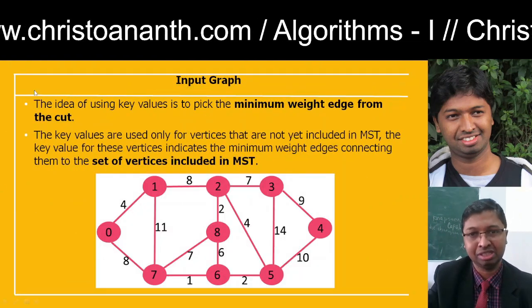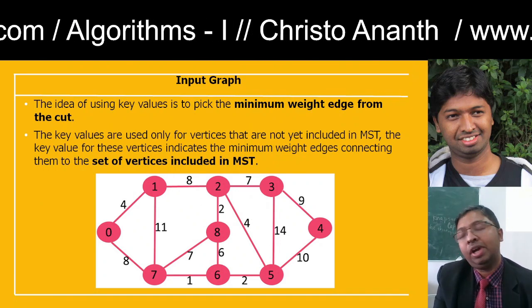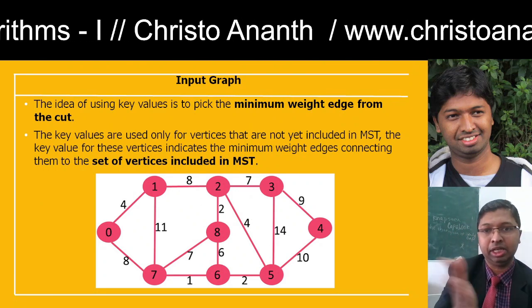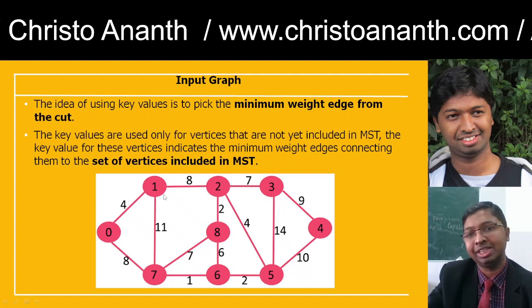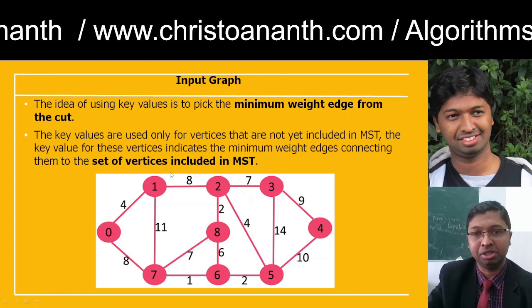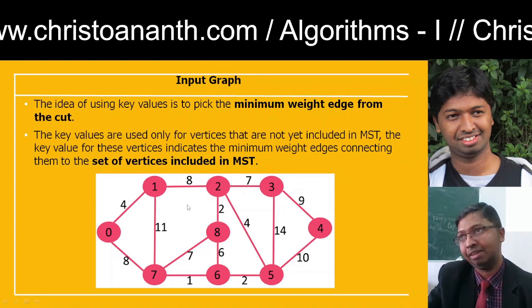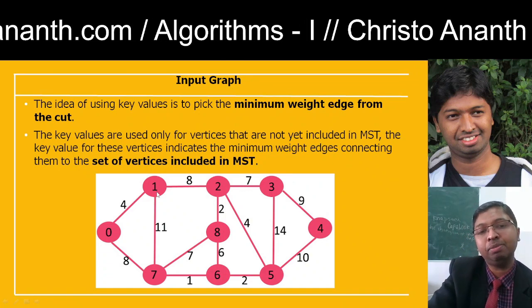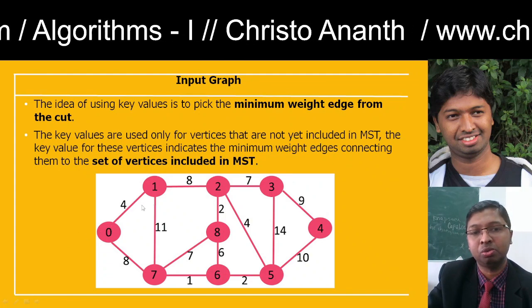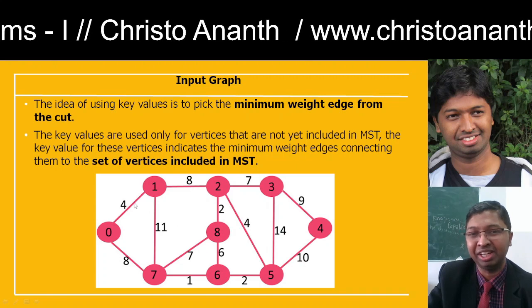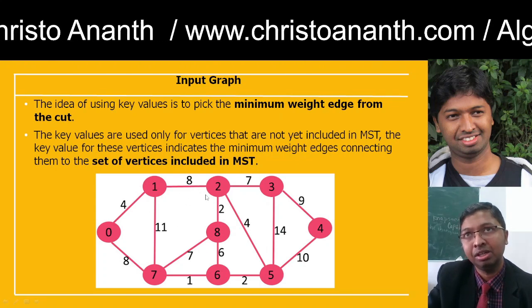So this is the thing: how to find the minimum weight edge from the cut. Here we show the set of vertices included in the MST. This is the connected graph, and there are weights corresponding to each edge. For example, 0 to 1 has weight 4, 1 to 2 has weight 8, and so on for every edge.